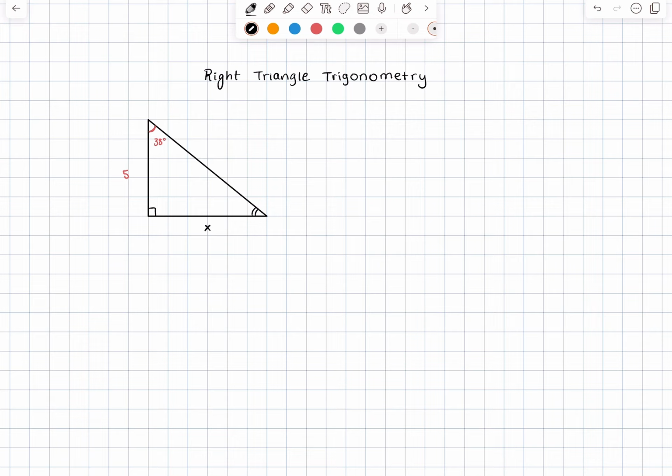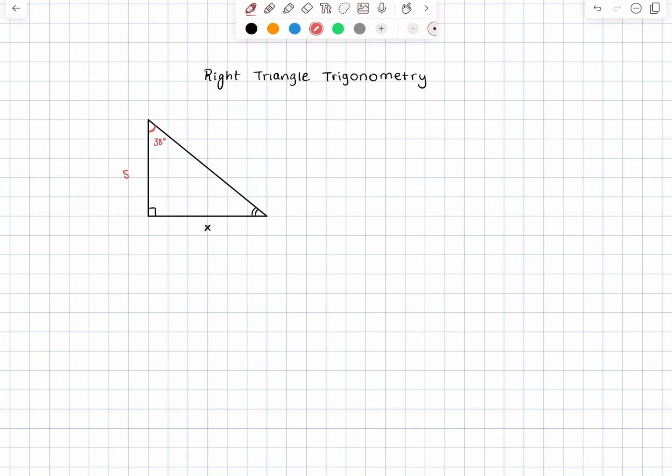Well, it's kind of hard to find that with the Pythagorean theorem, what we've learned, a squared plus b squared equals c squared, because we don't have this hypotenuse side. But you can solve it using right triangle trig. So this video is going to be more of an introduction to right triangle trig, and we're going to be learning 3 of the trig functions that we're going to use for right triangles.